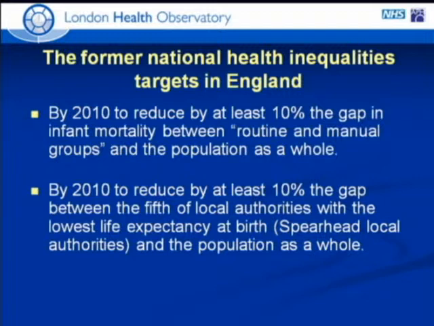So they took those indicators, put them together and worked out the fifth of local authorities. At the time, there were 352 local authorities in England. So they worked out the fifth with the worst health and worked out their life expectancy, and then looked at the population as a whole and aimed to reduce the gap by 10%. And the tool that we built was to help the primary care trusts and the local authorities see how they're doing on these two targets, and to demonstrate how they might make more progress towards improving health in their area and therefore reducing the gap.